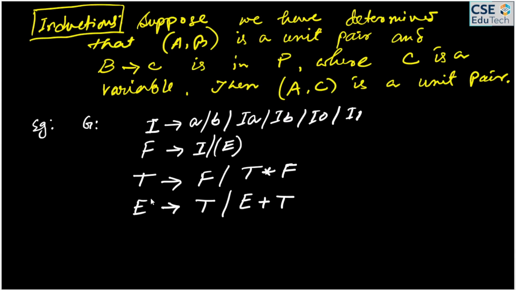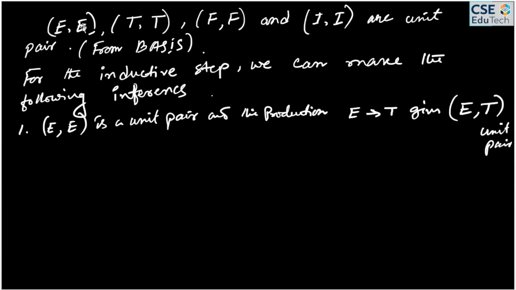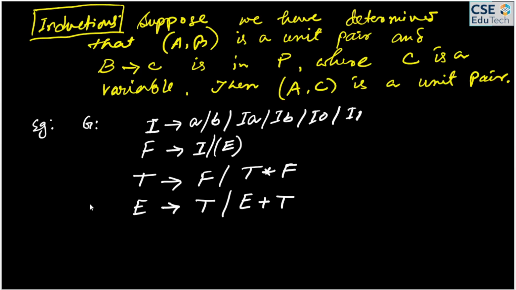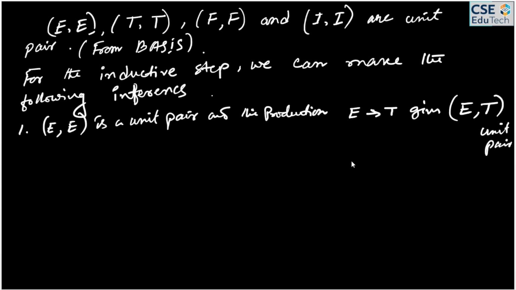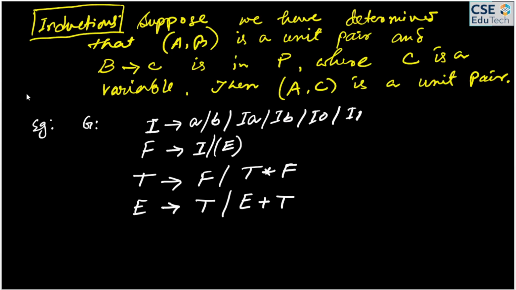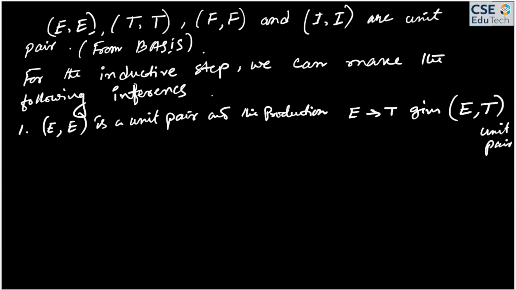Look into this grammar. (E, E) is a unit pair from the basis, and there is a production E to T. From the inductive rule, if (A, B) is a unit pair and there is a production B to C, then (A, C) will also be a unit pair. So by this we can find that (E, T) is also a unit pair.